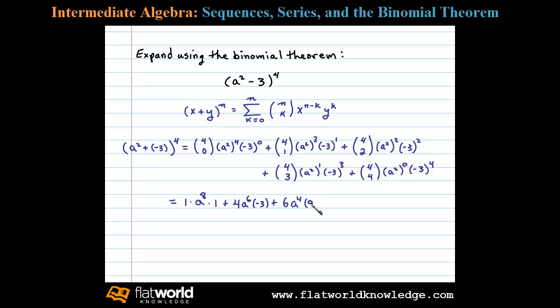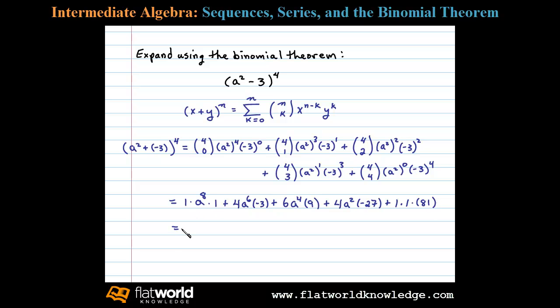plus 4 choose 3 is equal to 4, a squared to the 1 power is a squared, times negative 27, plus 4 choose 4 is 1, times a squared to the 0 power is 1, times negative 3 to the fourth is positive 81.